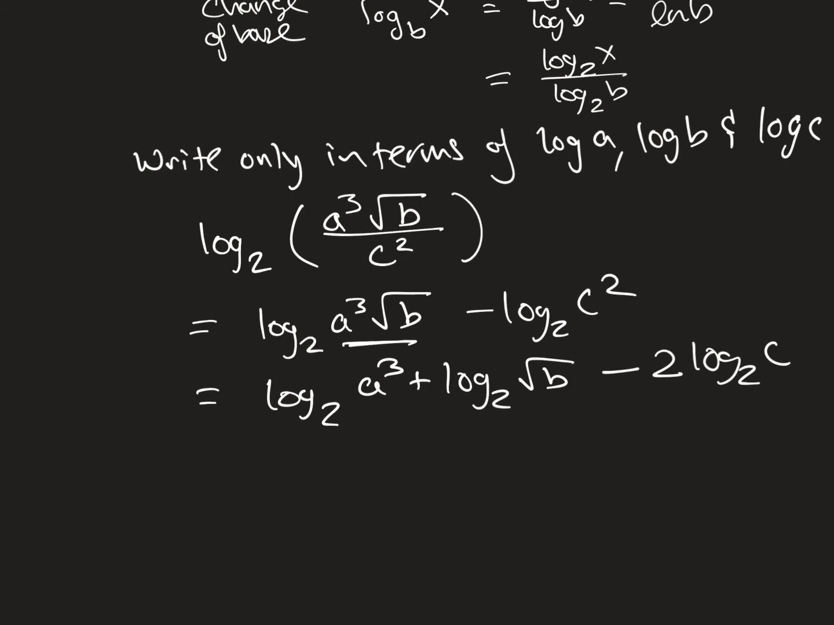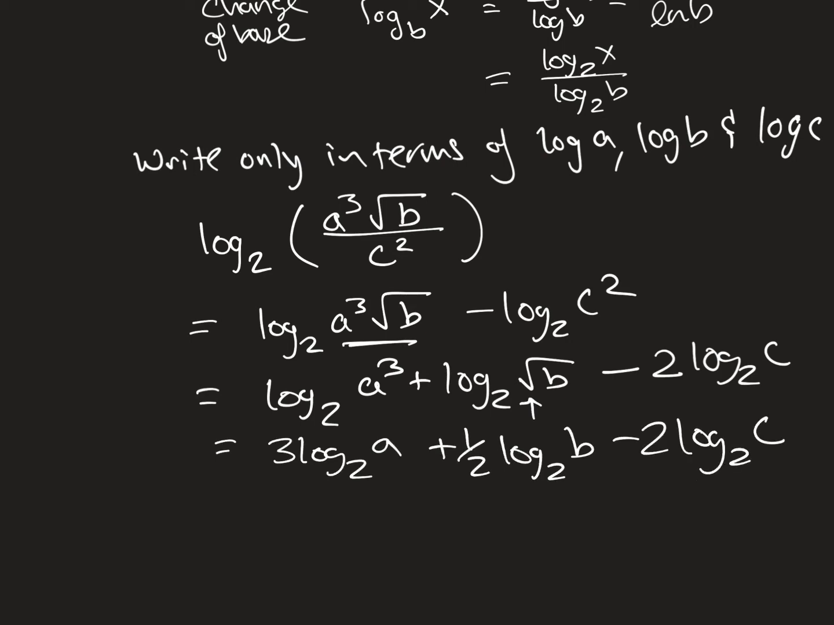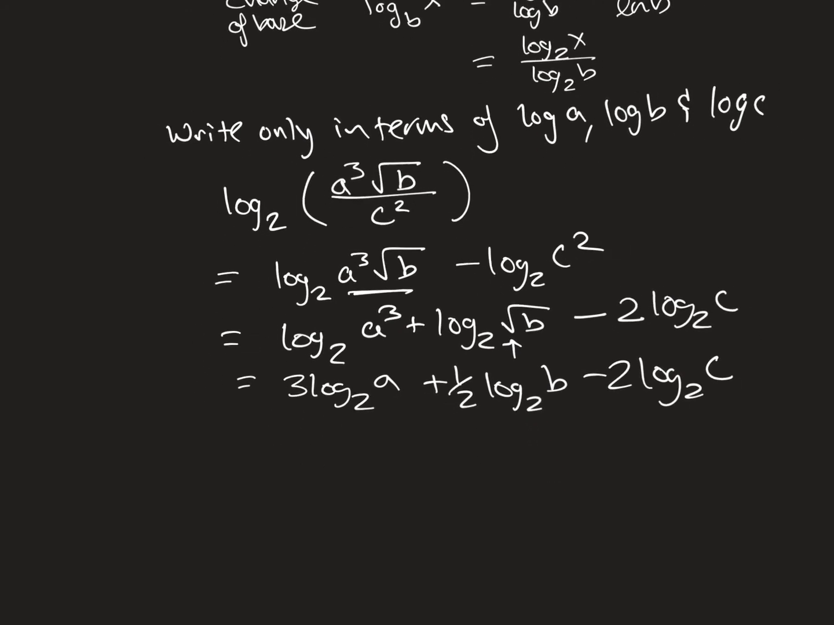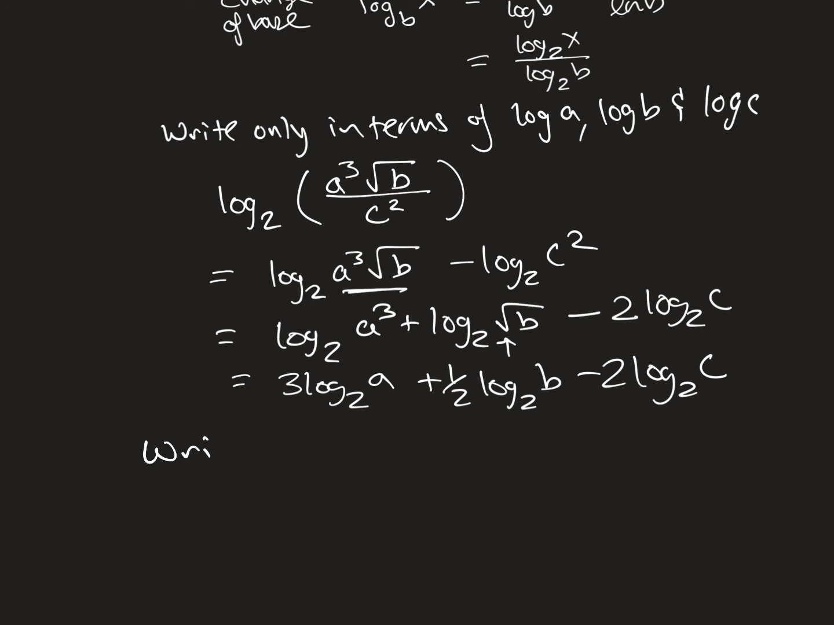And last that I have to deal with is just the exponents. So the 3 comes in front. And remember, any root can be written as an exponent. It's the denominator of an exponent. So this would just be plus a half log base 2 of b. So that's splitting up a log. What if we wanted to go the other way? What if I said write as a single log?